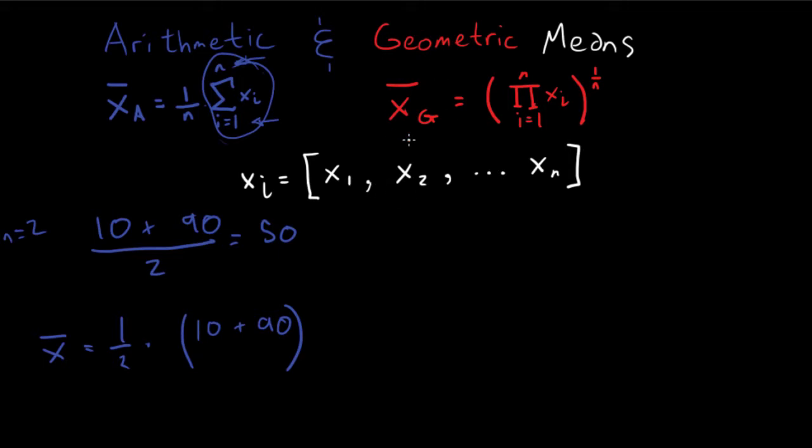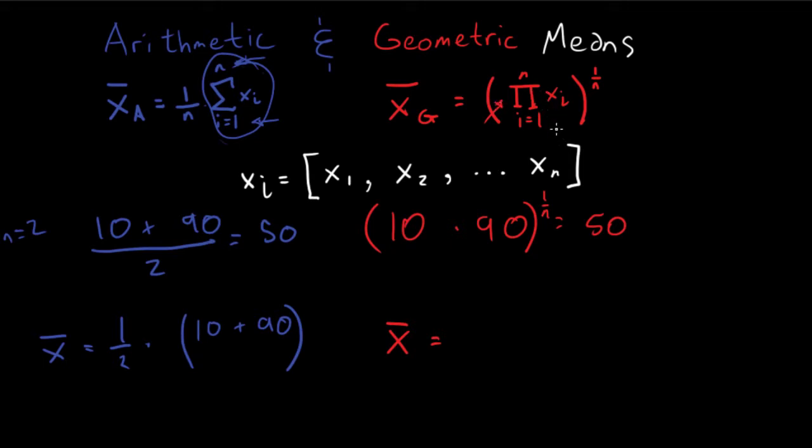Now, what about geometric means? Now we have our example, 10 times 90, and then we raise this to the power of 1 over n, which is equal to 50. How is that similar to our notation up here? Again, we'll write x bar, and you don't have to write the g, but this is just to show that it's a geometric sequence. x bar is equal to, now we got a new funky letter here.